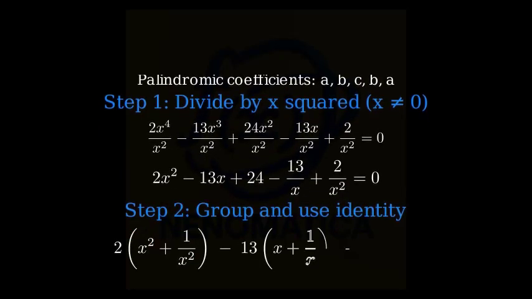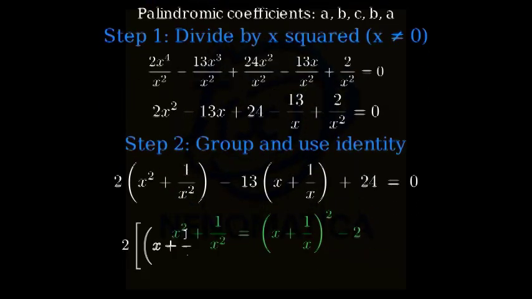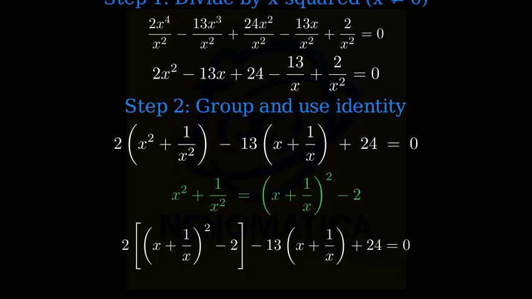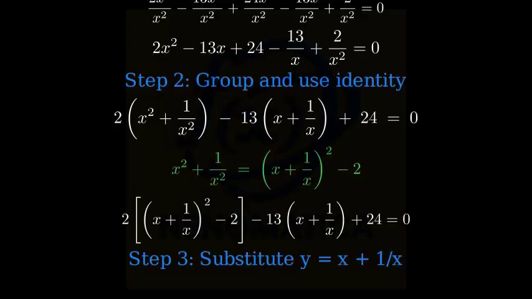Write 2 times the quantity x squared plus 1 over x squared, minus 13 times the quantity x plus 1 over x, plus 24 equals 0. Now use the identity x squared plus 1 over x squared equals the square of x plus 1 over x minus 2. Step 3. Let y equal x plus 1 over x.